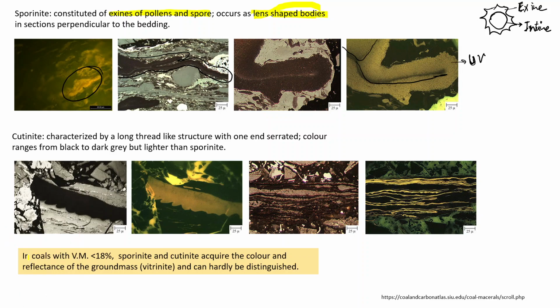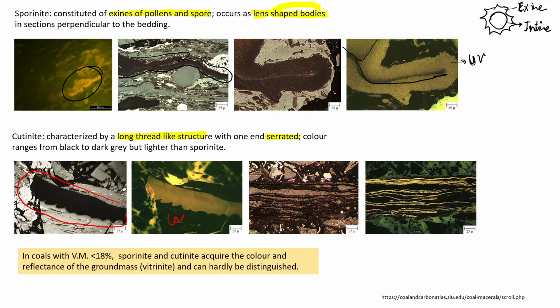Next one is the cutinite. Cutinite, as I had mentioned, is formed from cutin. They are long thread-like structures with one end serrated or granulated. So in the first figure, you can see this is a long thread-like structure, and then this one end looks like the tooth of a saw, serrated or granulated end. The same in the UV fluorescence.